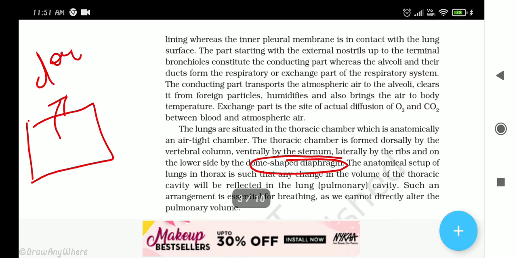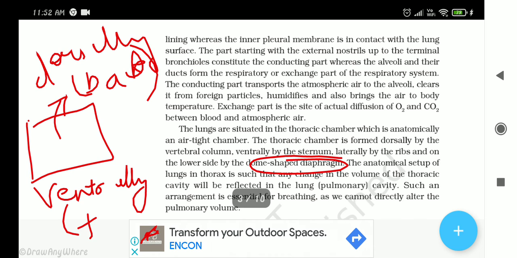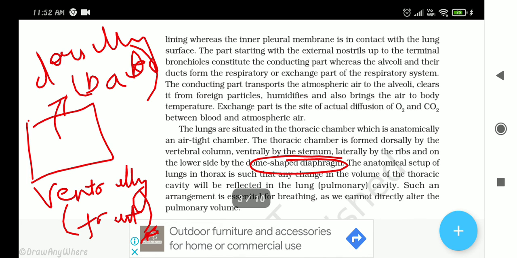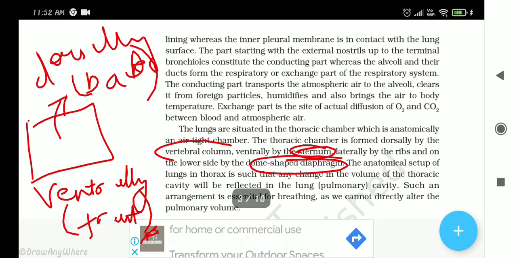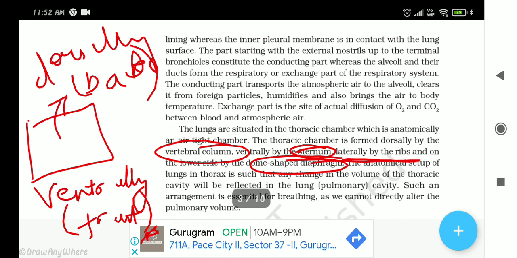Dorsally means backward, from the back side. Ventrally means from the front side. So in the front we have the sternum. Dorsally we have the vertebral column, and laterally we have the ribs, and we also have the dome-shaped diaphragm.